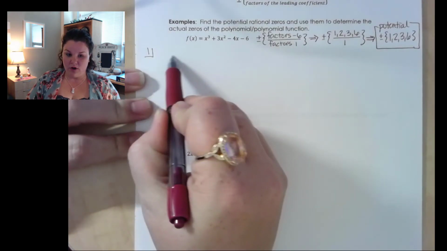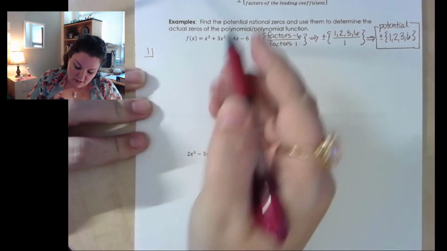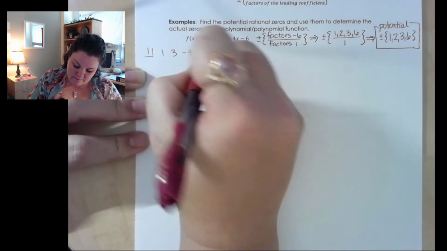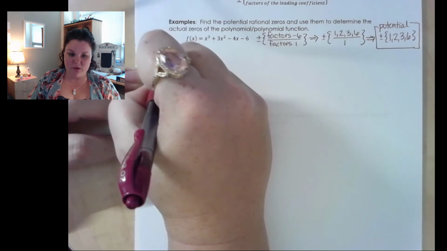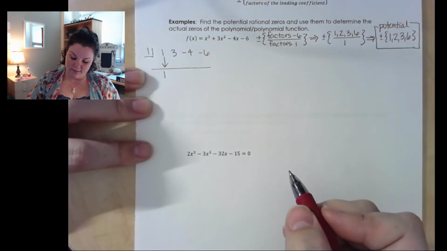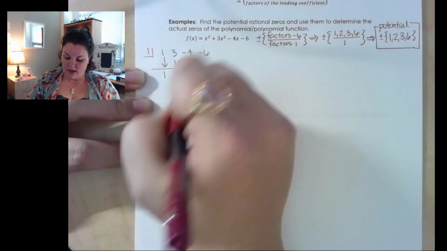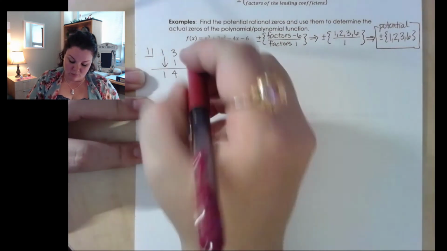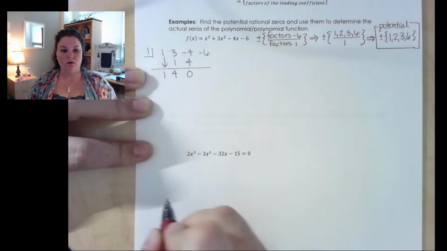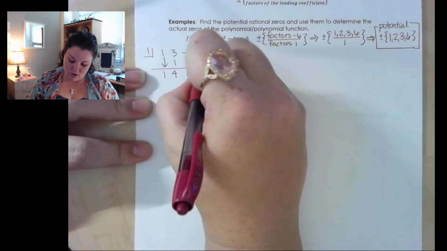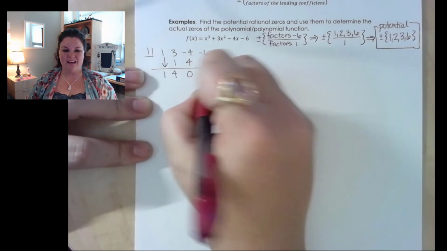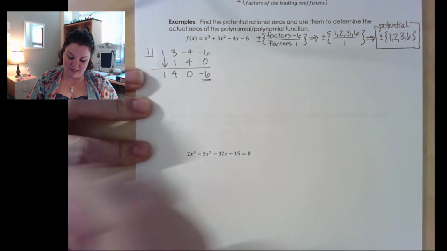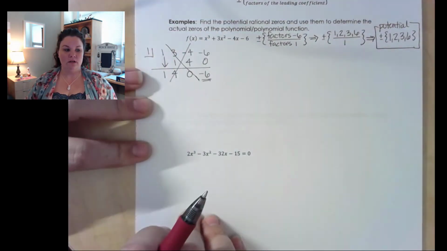And then we list all of our coefficients just like we did on the last problem. We're not missing any terms, so we have a 1, 3, -4, -6. So I go ahead and bring down my first number. So 1 times the 1 in my box is 1. I combine down to get 4. 4 times the 1 in my box is 4, which combines to get me 0. 1 times 0 is 0, which combines to get me -6. So obviously that did not come out to a 0 remainder, so this is not a 0. Okay, so let's try another one.